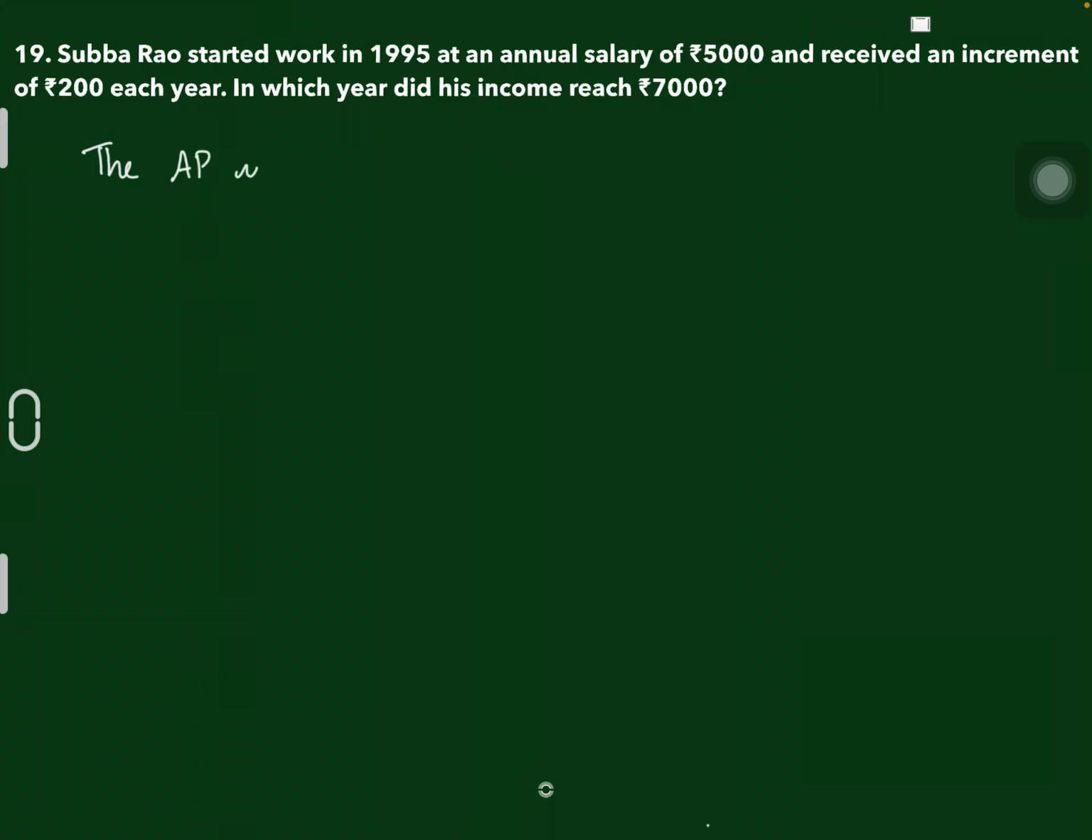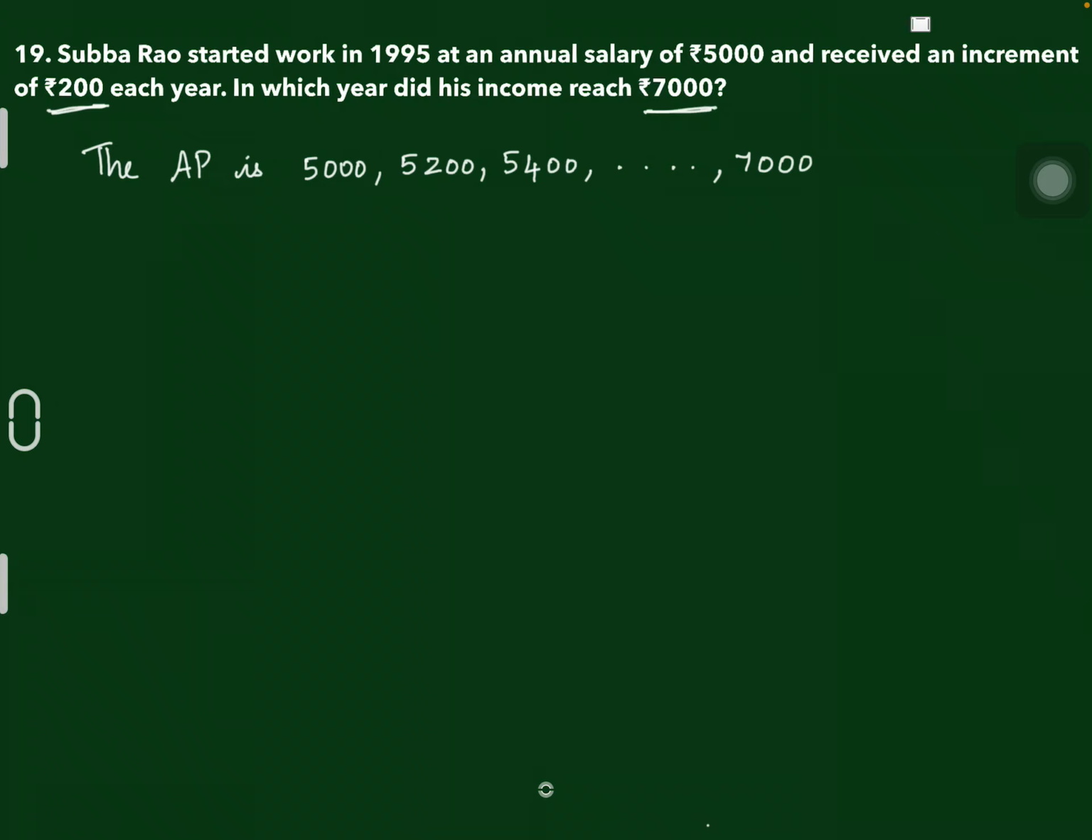So, the AP is 5,000. First year he was getting 5,000. He was getting an increment of rupees 200 each year. So, the next year he would have got 5,000 plus 200, 5,200. And the next year again 5,200 plus 200 is 5,400, so on. And at one point he got how much salary? Rupees 7,000. So, this is the question.